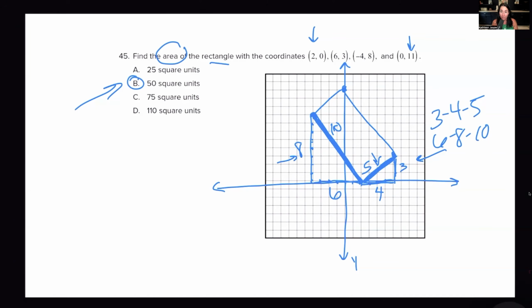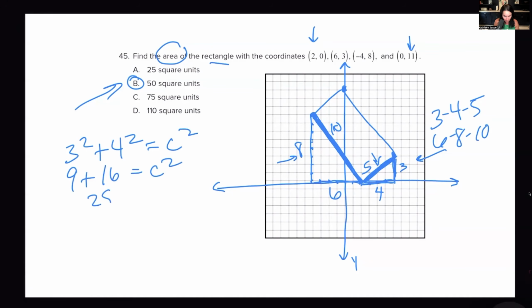Now, if you couldn't remember your triples, you could just do the Pythagorean theorem. We had these sides by counting over the units. So it would be 3 squared plus 4 squared equals c squared. This would be 9 plus 16 equals c squared. 9 plus 16 is 25 equals c squared. Square root it, 5 equals c. So we could figure it out that way.